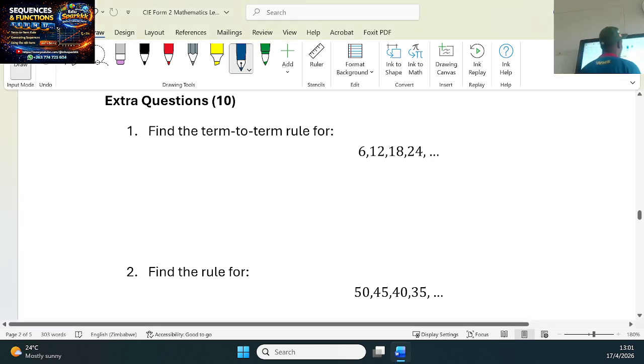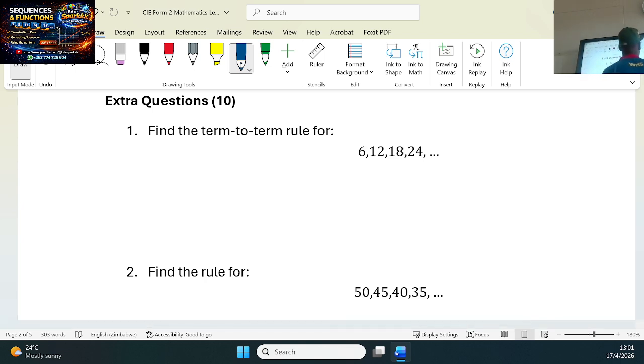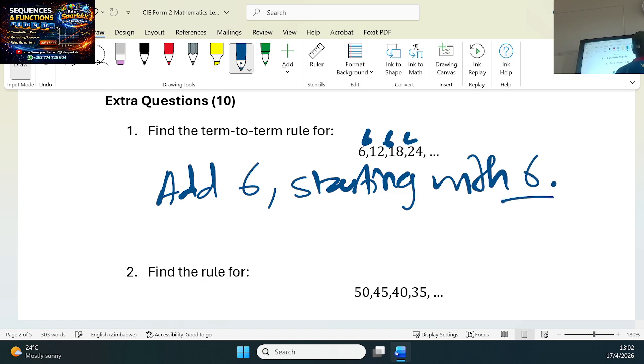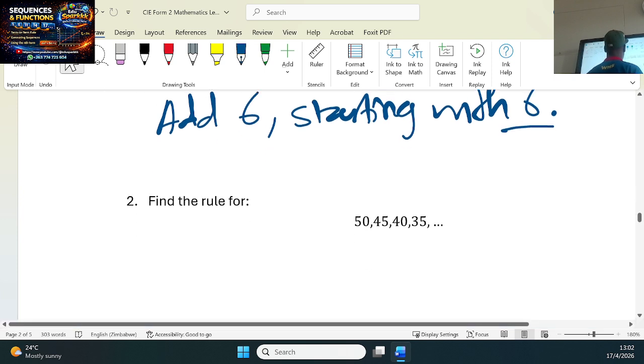Find the term-to-term rule for this given sequence. So like we said, we test on the difference between consecutive terms. 6 and 12, the difference 6, 12 and 18, 6. So it looks like we're adding 6 all the while. So we can say the term-to-term rule is add 6 starting with 6 itself. So it's important to denote the first term.